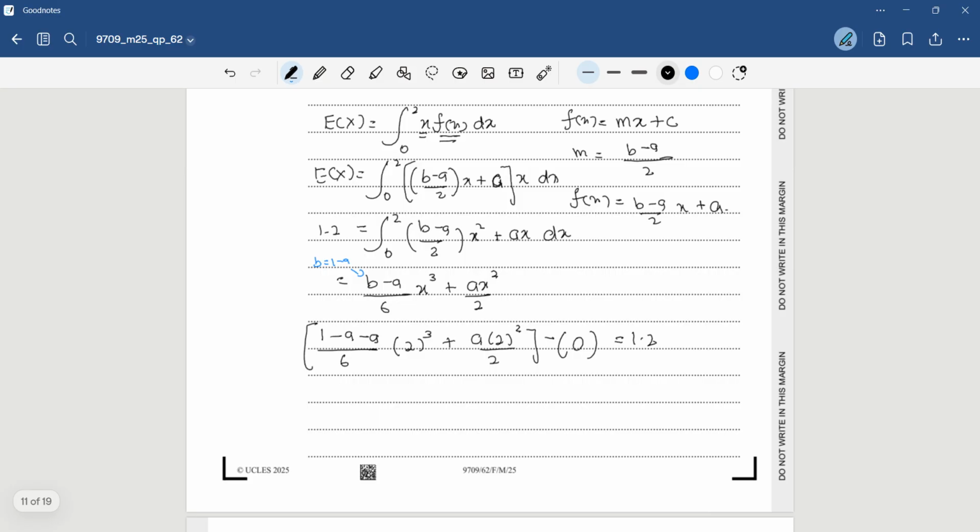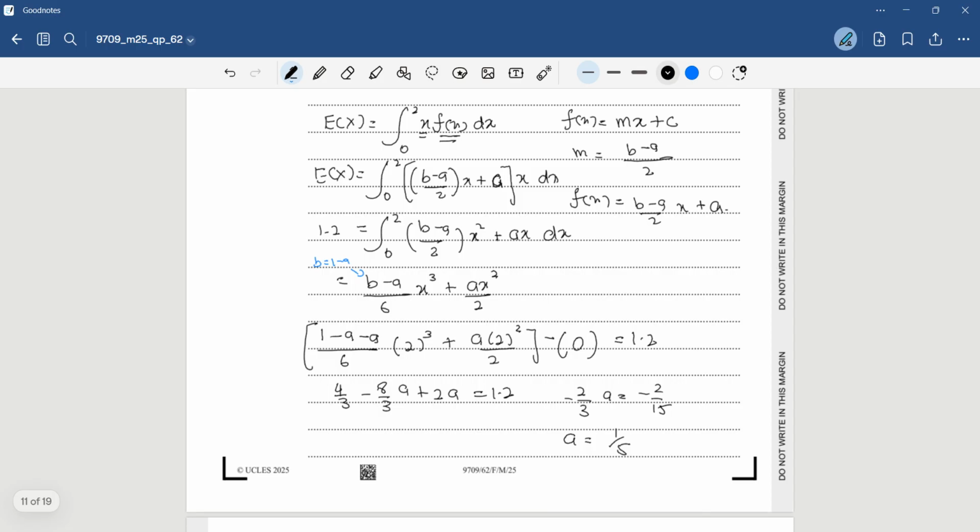When you simplify this you will get 4 over 3 minus 8 over 3 a plus 2a equal to 1.2. When I simplify this, I'll get 2 over 3 a is equal to negative 2 over 15, and my a is equal to 1 over 5. Okay.